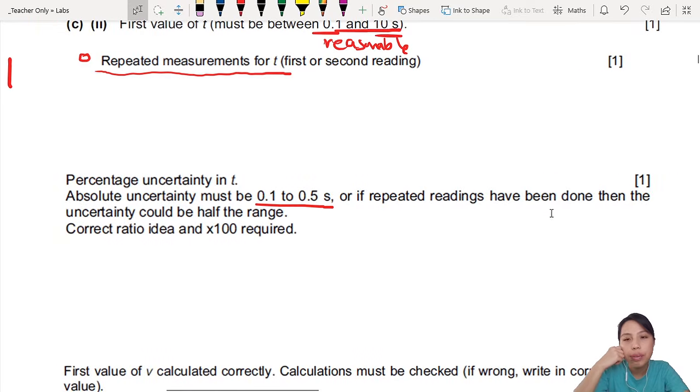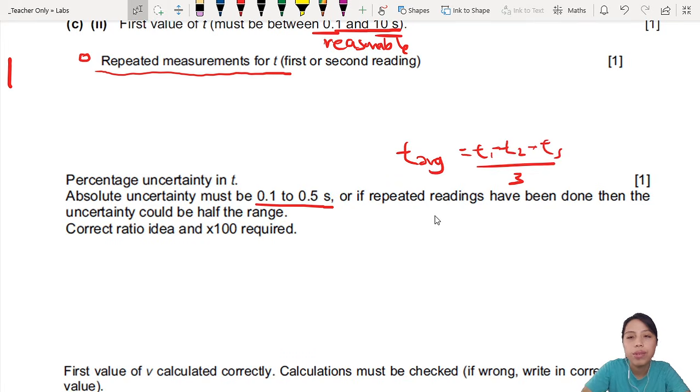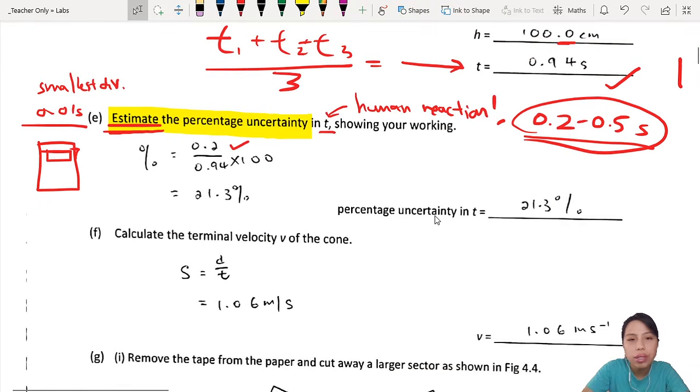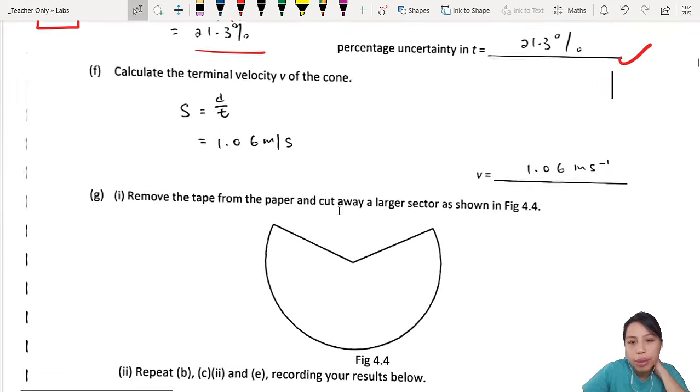Or if repeated reading has been done, then you can do half the range. That is, if earlier you find T average, the other way is you can find half the range of all your readings from T. So like T1, T2, T3, you can find the range of that. And of course, you find the percentage, everything. Okay, this one looks good. 0.2 out of the measurement times 100. This is the ratio. To convert to percentage, you get 21.3. Okay, can. So I'm going to go through to the end very quickly just so you can see.